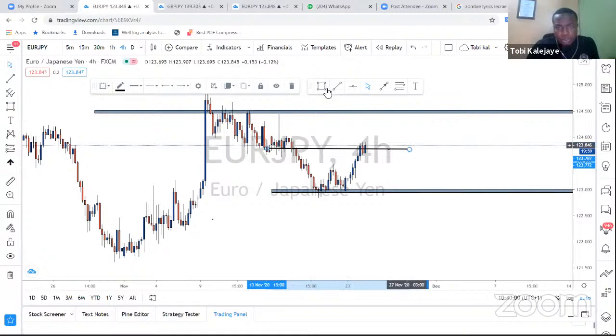You don't want to rush into a trade and then you just discover that your stop gets hit. And then, okay, let me use this. So this is a level. Price is yet to get to this level.